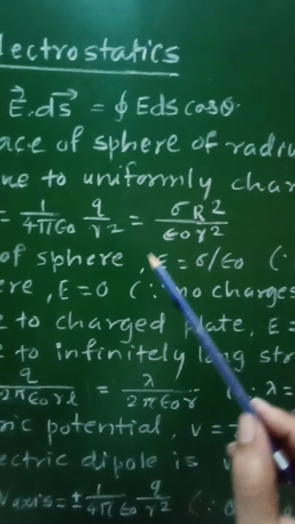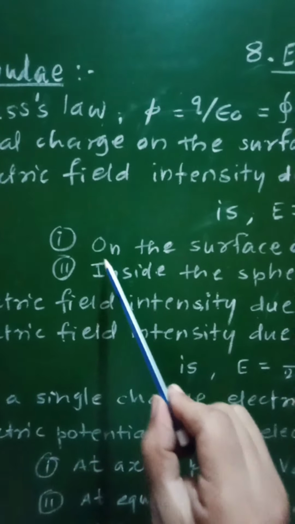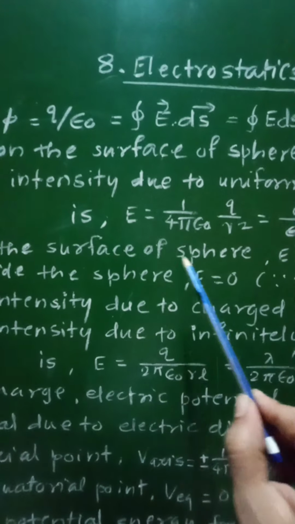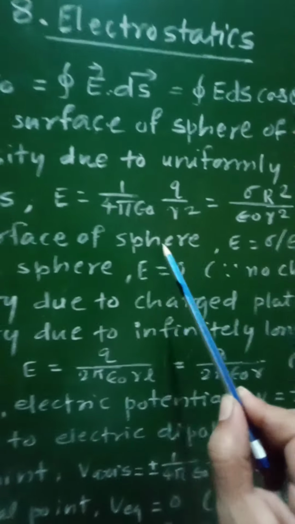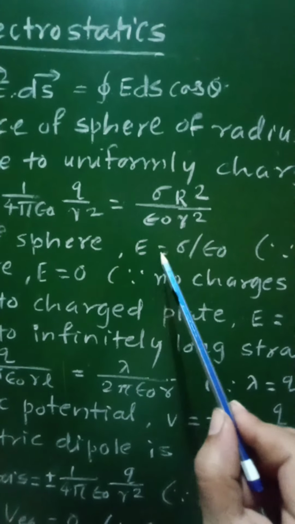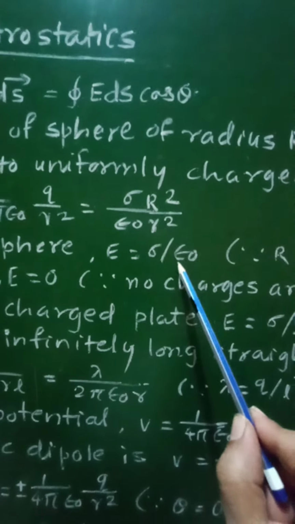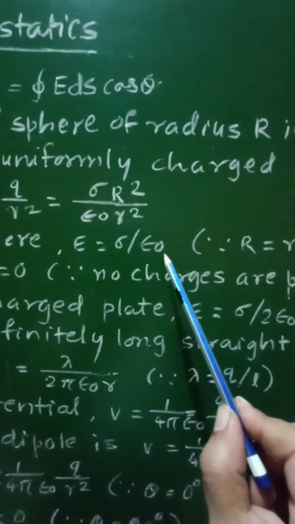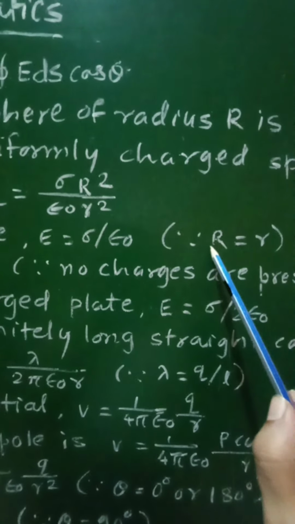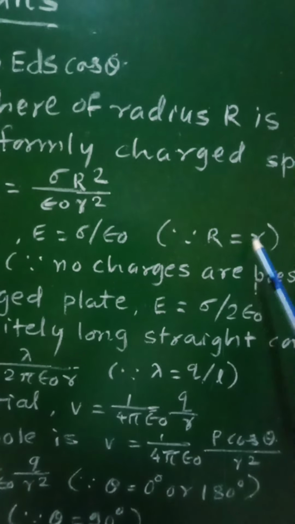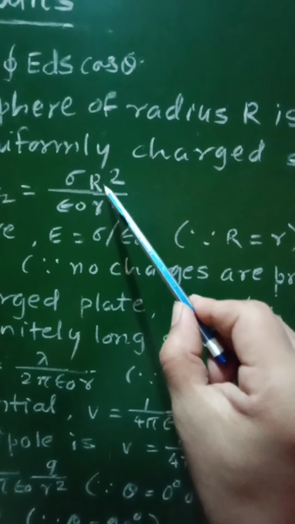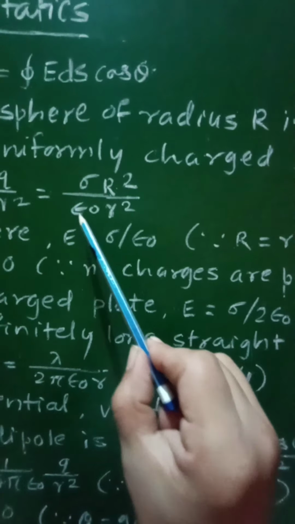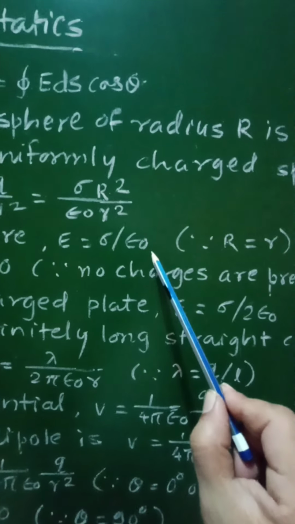Then in this case, there will be two cases. First case, on the surface of this sphere: if that point is taken on the surface of this sphere, then at that time electric field intensity E is equal to sigma upon epsilon 0, because in this case radius of the sphere will be equal to distance of that point, and therefore E will be equal to only sigma upon epsilon 0.